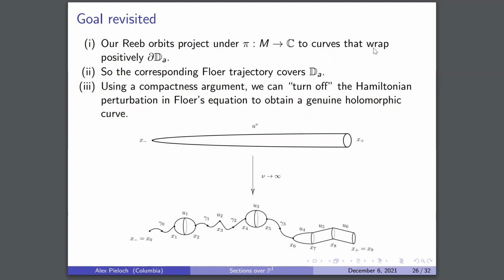So I have to explain two things. I have to say how we get the multi-sections, and I have to tell you how we get the uniruling conditions.